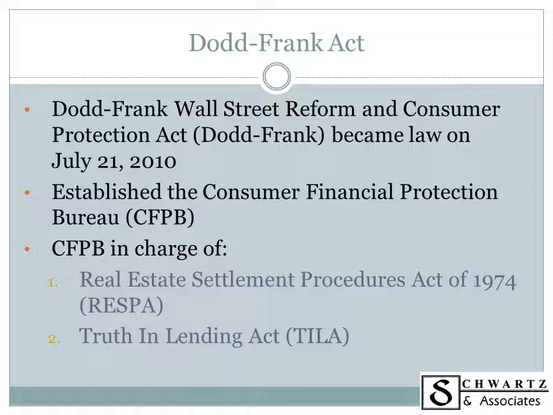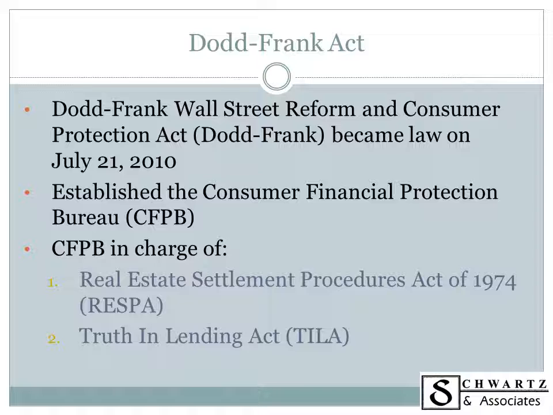RESPA and TILA are best thought of as two complex statutes that were created independent of one another and do not necessarily work together well. RESPA is a dual-purpose statute. It is an anti-kickback and a consumer disclosure statute. The consumer disclosure portion of the statute is intended to help buyers and sellers understand how much a particular transaction will cost them. The current RESPA disclosure forms are the good faith estimate and the HUD-1.